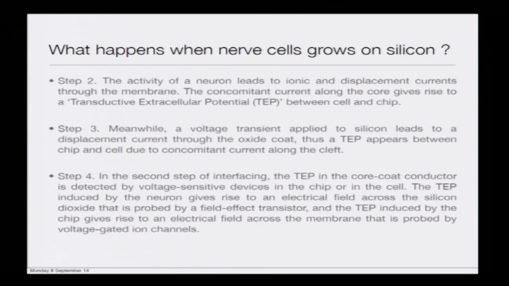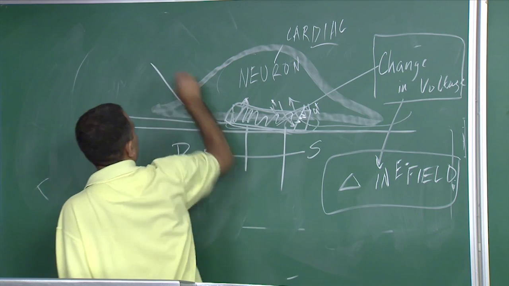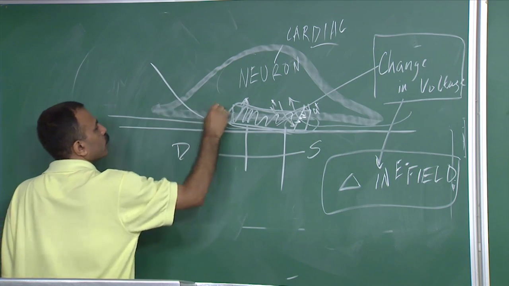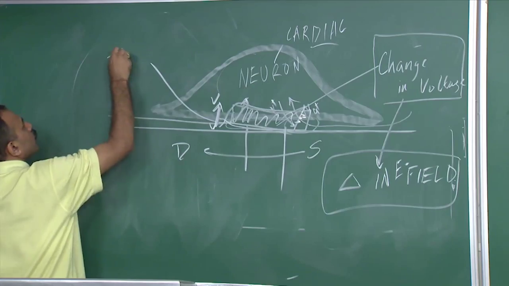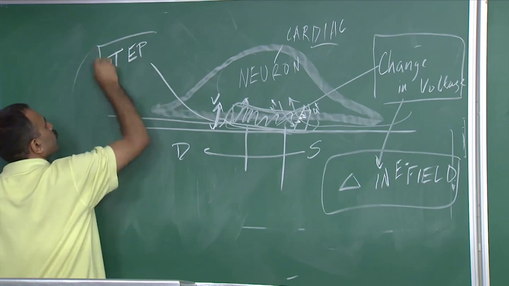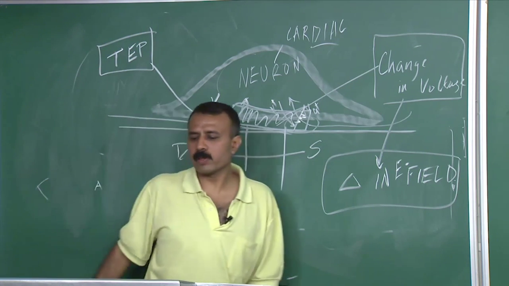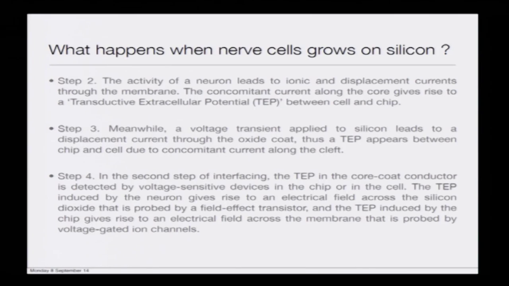The concomitant current along the core gives rise to something which is called the transductive extracellular potential. So, this is what that change is. This change in voltage is the transductive extracellular potential, TEP. What you see in your slide now is what we talked about, the transductive extracellular potential. Meanwhile, a voltage transient applied to silicon leads to a displacement current through the oxide coat. Thus, the TEP appears between the chip and cells due to concomitant current along the cleft.